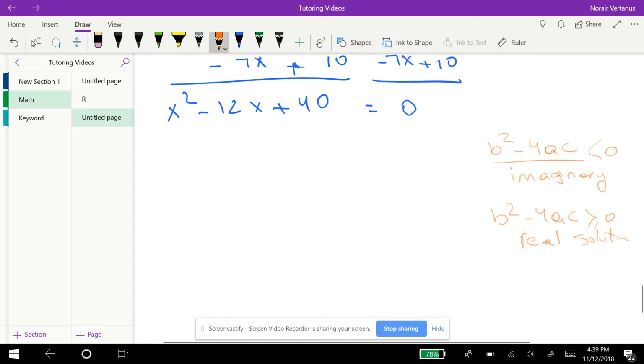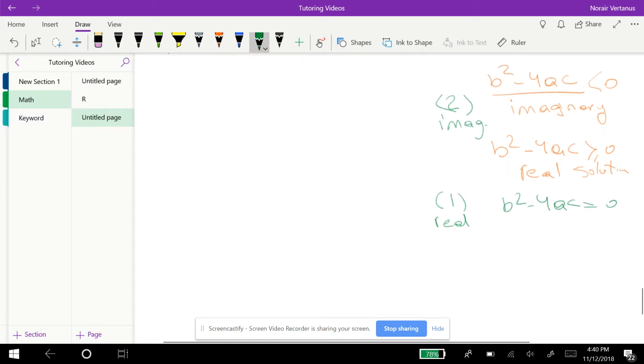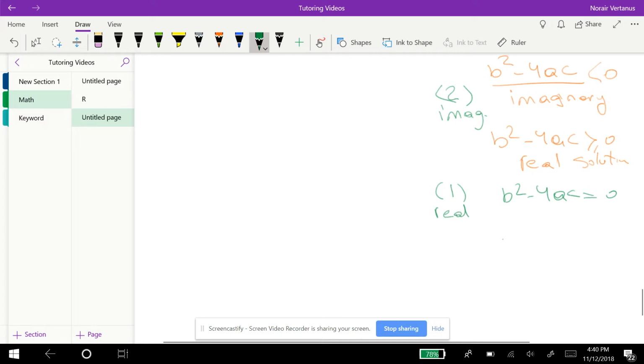Now there's more detail to this. If you get less than 0, you get 2 imaginary solutions. And if b squared minus 4ac is equal to 0, you get 1 real solution. In this case, 2 imaginary solutions. I'll show you what these are. And the next one, if b squared minus 4ac is greater than 0, you get 2 real solutions. So what are these?